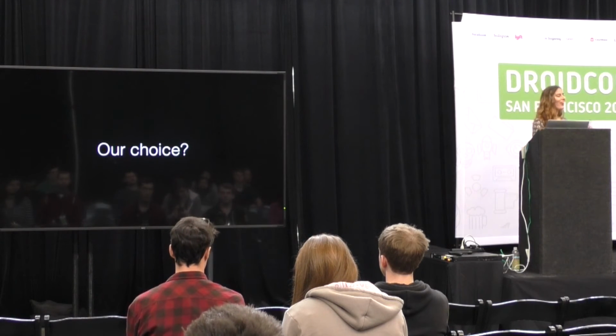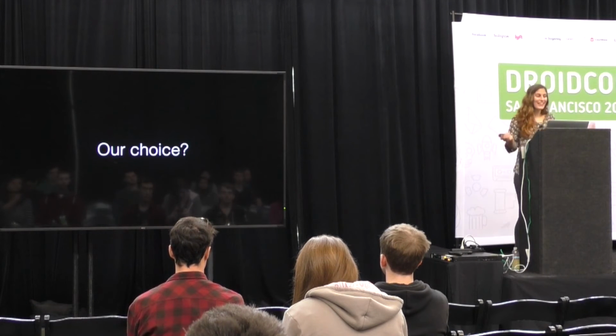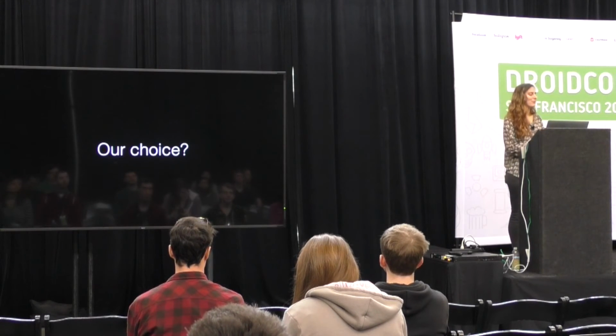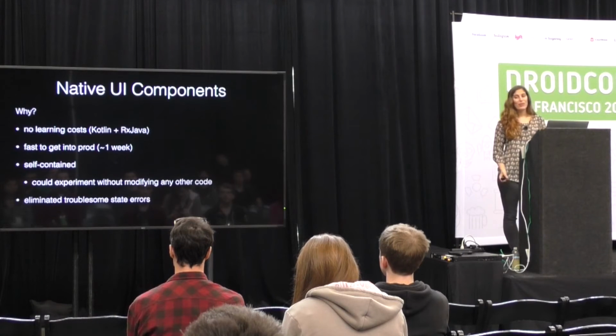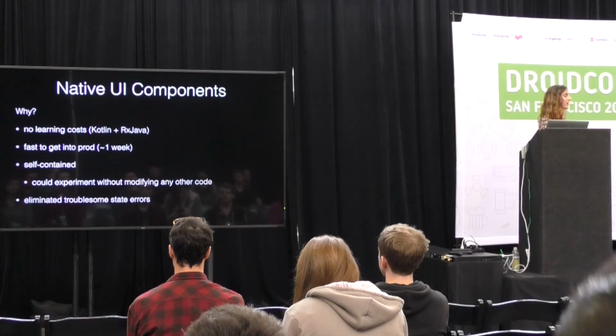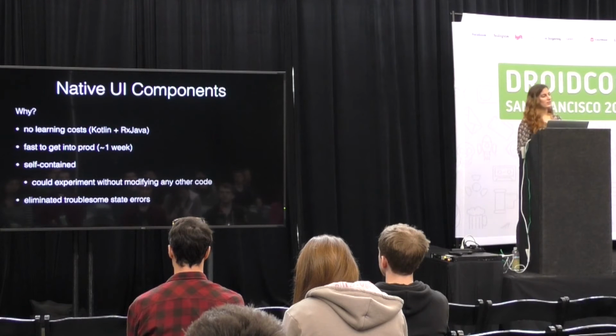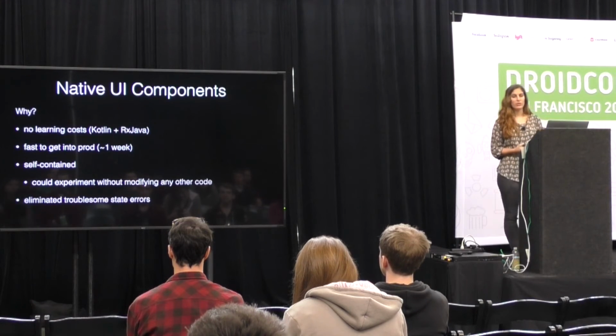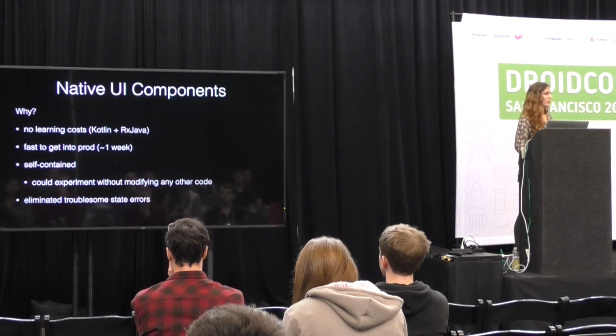So our choice, I've already ruined the surprise here, but guess what? We went with the native reimplementation. Why? Well, we already used Kotlin, we use RxJava, so there was very little leap in going into this paradigm because they're built on it. We didn't have to learn new languages. We didn't have to learn about observables. We already had that knowledge. So it was a very seamless transition.